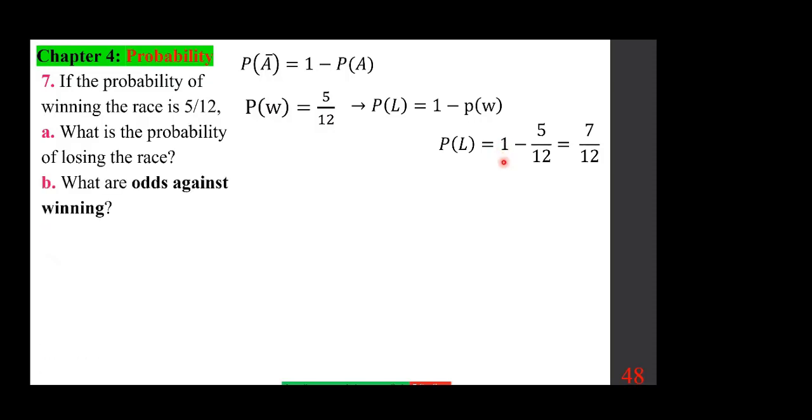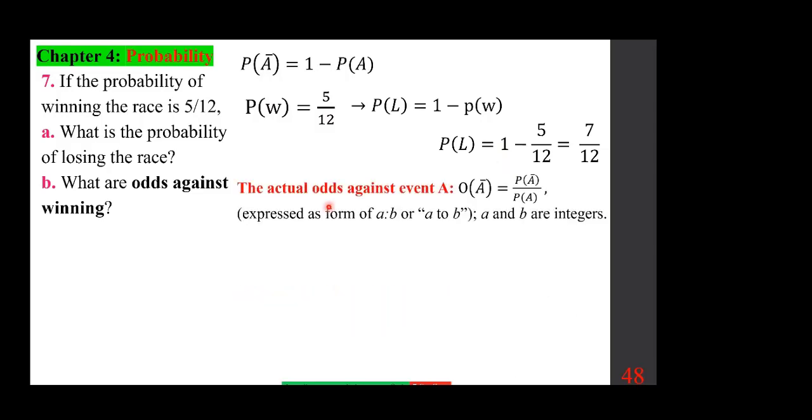What are odds against winning? By definition, the actual odds against an event is defined as the probability of its complement over the probability of itself. So this is odds against. Odds for losing or against winning, these two notations I'm using because they both mean the same thing. Odds against winning, so W with the bar, or odds for losing would be the probability of losing over the probability of winning. So we write those numbers, 7 over 12, 5 over 12.